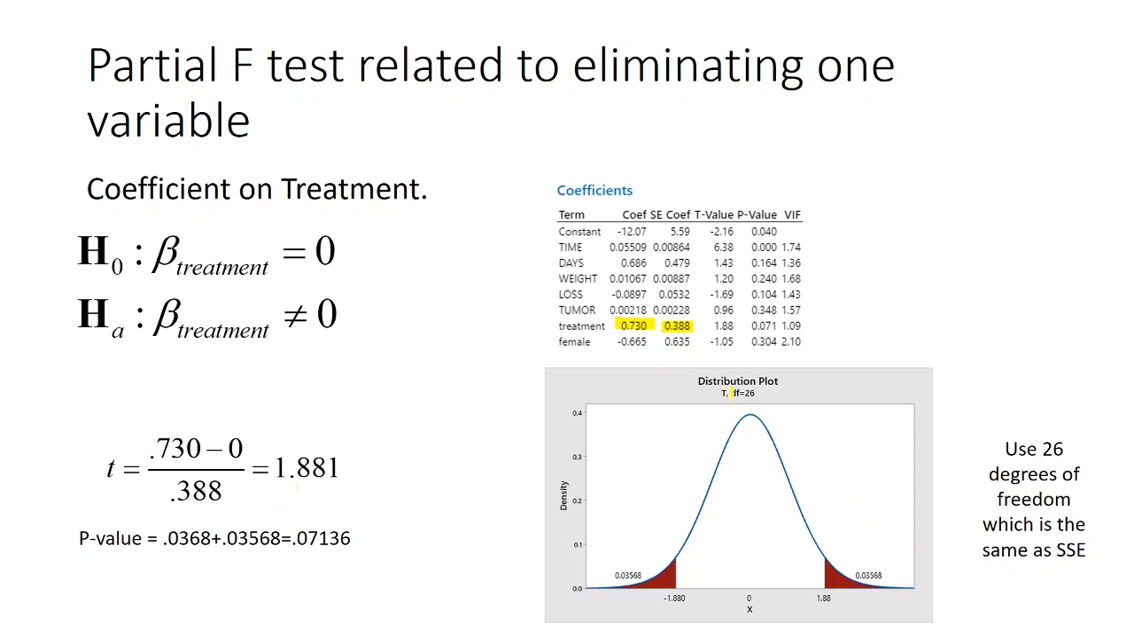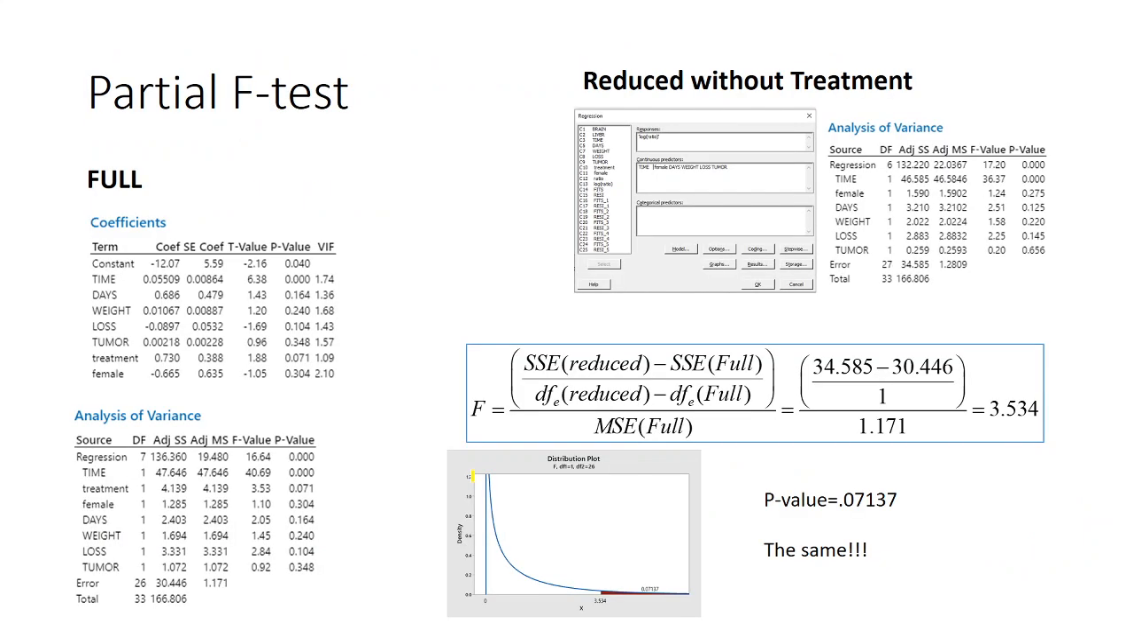And then I go to Minitab and calculate my p-value. I need to use 26 degrees of freedom, because that's the same as the degrees of freedom for the sum of squares of error, and I end up getting a p-value of 0.07136. Keep that in mind as we go to the next one.